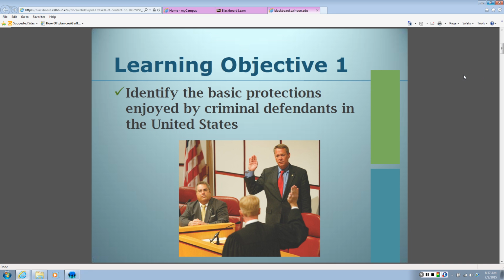The first thing I want to talk about, though, prior to the trial beginning, or during the trial, is that criminal defendants have some basic protections under the law. Now this slide says, and hopefully you can hear me and see the slide, identify the basic protections enjoyed by criminal defendants. It doesn't mean they like them, it just means this is what we give you. Because you have been charged with a criminal offense, we're going to make sure that we protect your rights by allowing you to have certain protections under the law.